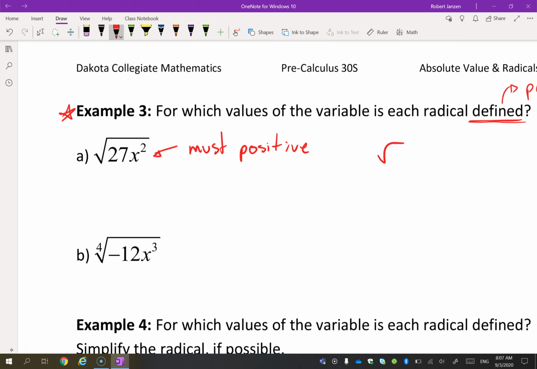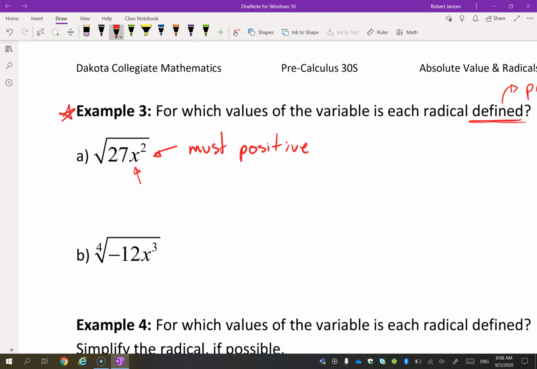For example, could it be negative 4? Well, the only way to get negative 4 is to have 2 times negative 2. Those are not the same. You can't take the square root of a negative number. So, if I know that what's underneath the radical must be positive, and 27 is already positive, I know that x squared must be positive. Now the question is, what can I put in for x that when I square it, it will be positive?